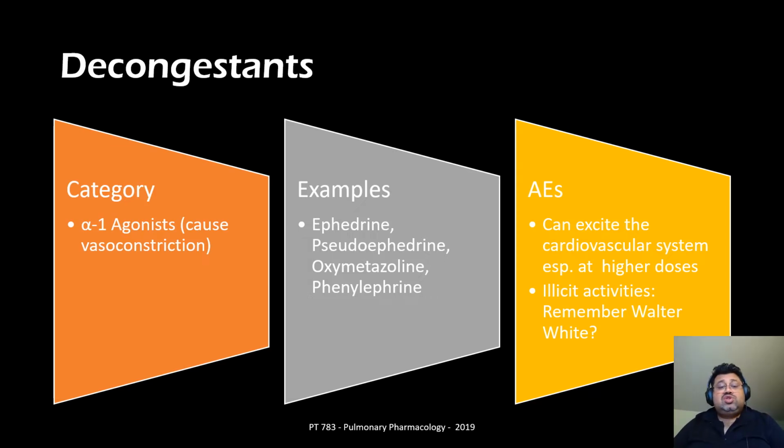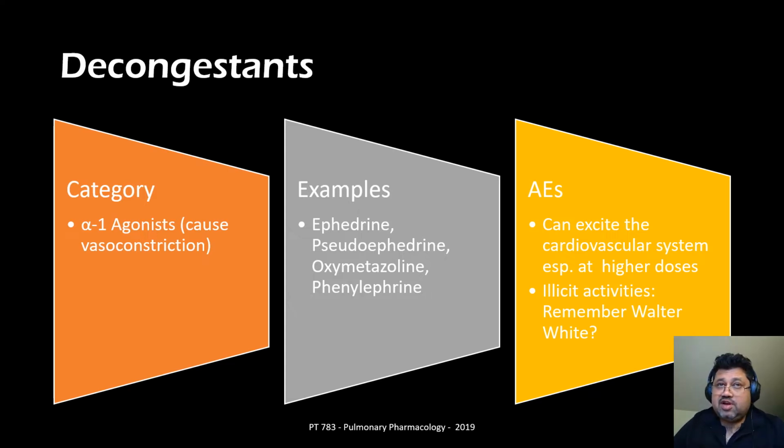Therefore, we use drugs in this particular category which are vasoconstrictors. So by its effect of being a vasoconstrictor, we target drugs of the alpha 1 agonist category. If you remember, alpha 1 stimulation causes vasoconstriction. So the drugs that belong to this category are ephedrine, pseudoephedrine, oxymetazoline, and phenylephrine.